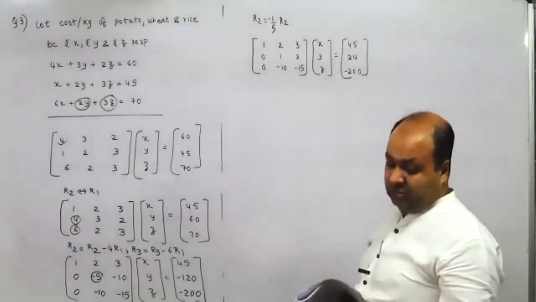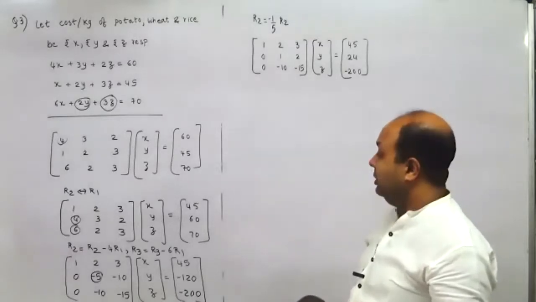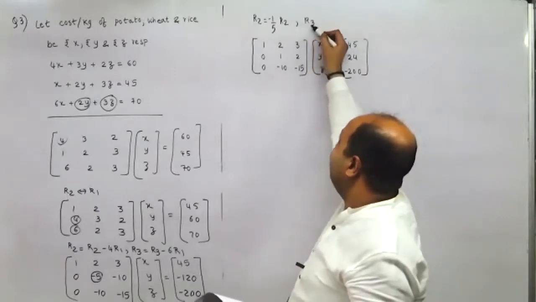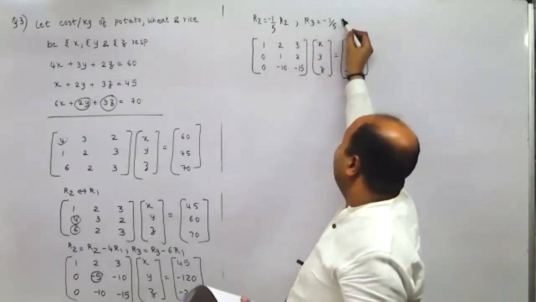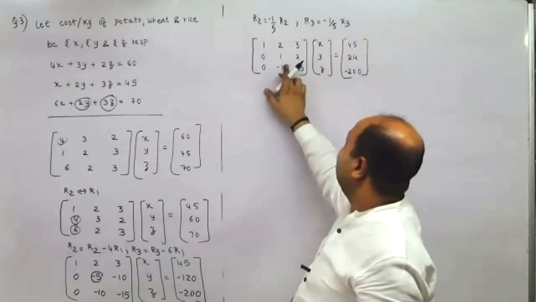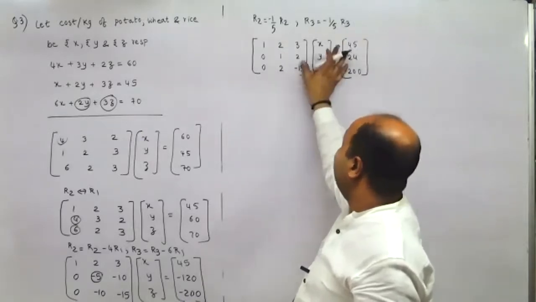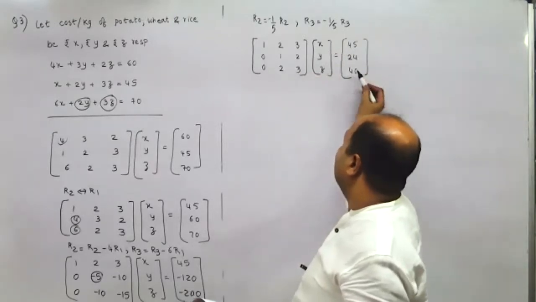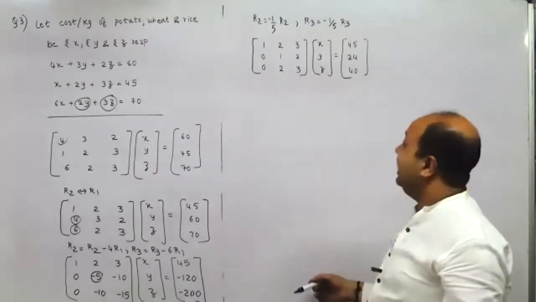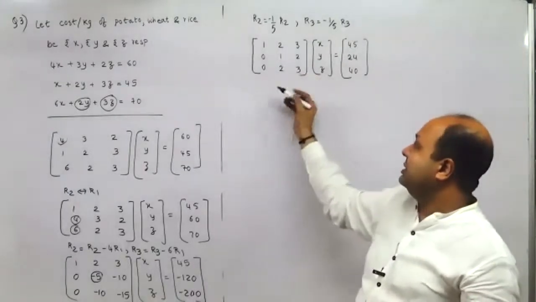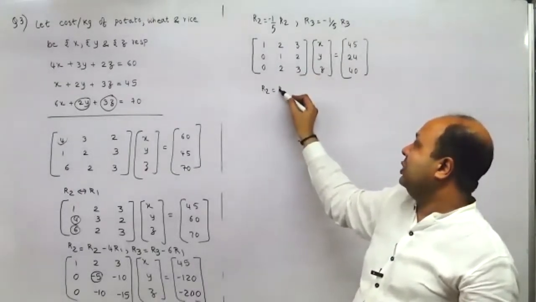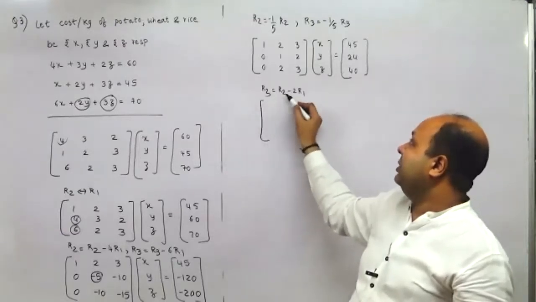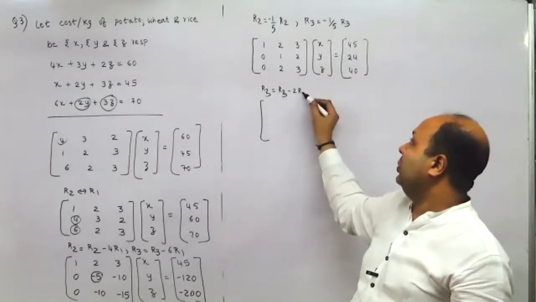Here they have taken even 1/5 of R3 without any reason. They have taken R3 equal to minus 1/5 of R3. So you would get here 2, you would get here 3, and you would get here 40. It wasn't required. Now you can make any one 0. They have made this 0 using this. So they have said R3 equal to R3 minus double of R2.